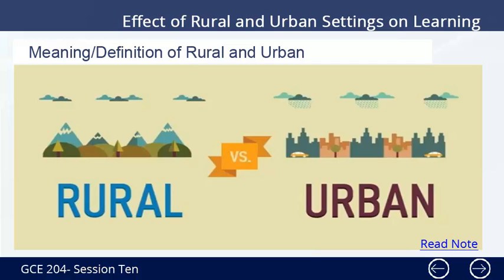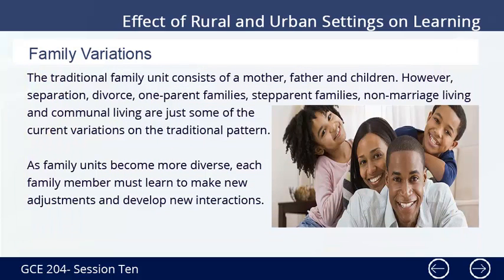The following are some of the problems of rural and urban settings on learning. Family variations. The traditional family unit consists of a mother, father, and children. However, separation, divorce, one-parent families, step-parent families, non-marriage living, and communal living are just some of the current variations on the traditional pattern. As family units become more diverse, each family member must learn to make new adjustments and develop new interactions.